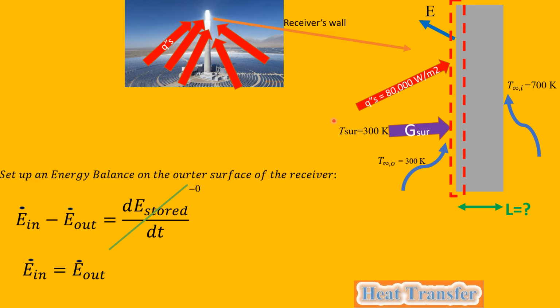We have the flux that all these heliostats reflect. They come and hit the receiver, which is given to be 80,000 watts per meter squared. Now we also have some radiation that we receive from the surroundings, which is at 300 Kelvin. Now the surface will have its own emittance, self-emittance, so that's what we see here. And we have convection on the outside and on the inside. And also, importantly, we will have some conduction going through this material.